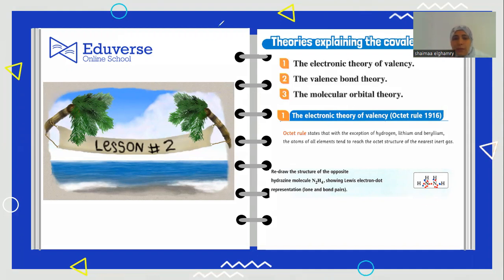So we have here 1 pair of electrons, 2 pairs of electrons, 3 bond pairs, 4, and 5. So we have 5 bond pairs. And how many lone pairs of electrons do we have? On the first nitrogen, we have 1. On the second nitrogen, we have 1. So we have 2 lone pairs of electrons.